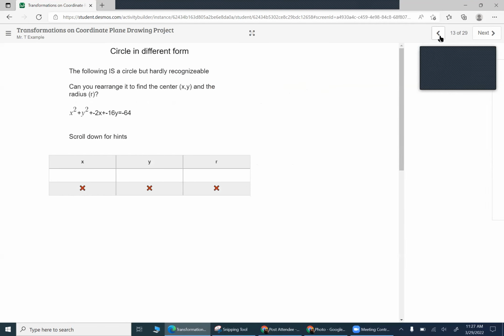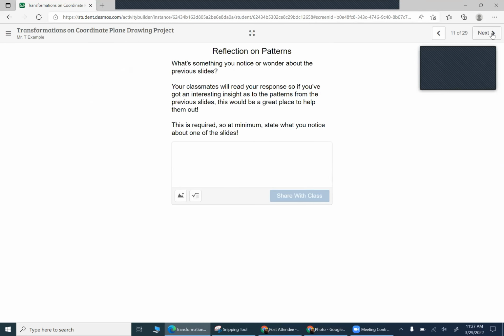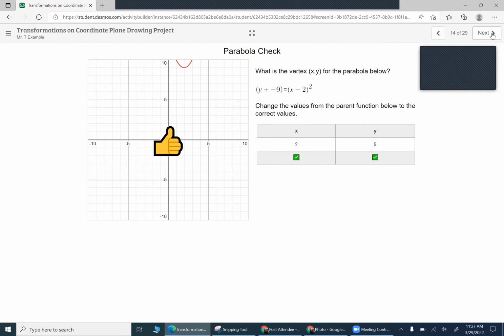Oh, I just realized your numbers are going to be different here. Your numbers are not going to be the same. So you're going to have to mimic what I did here. And I'll put that into the Edpuzzle. Okay.